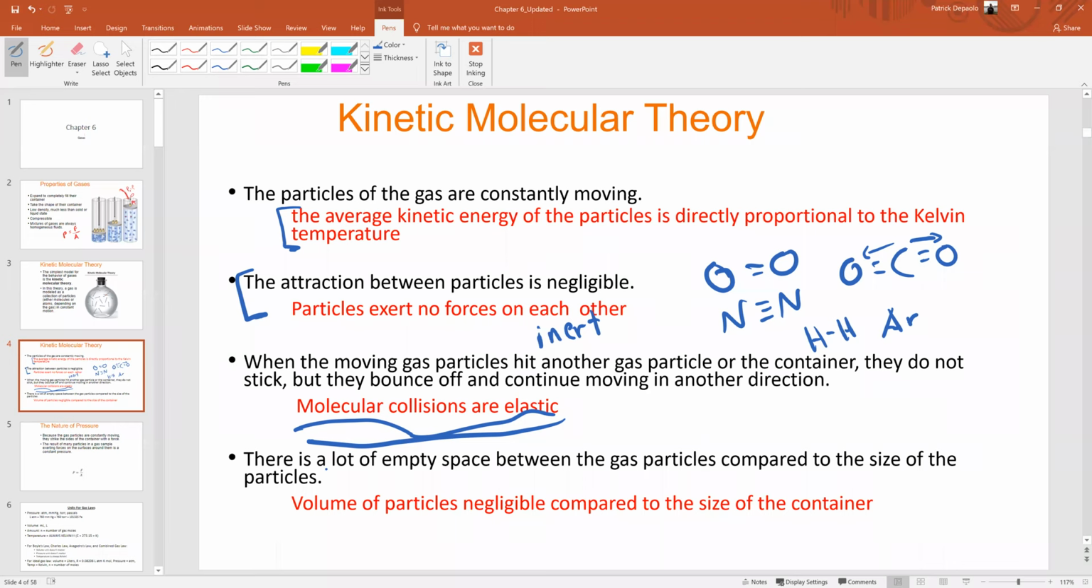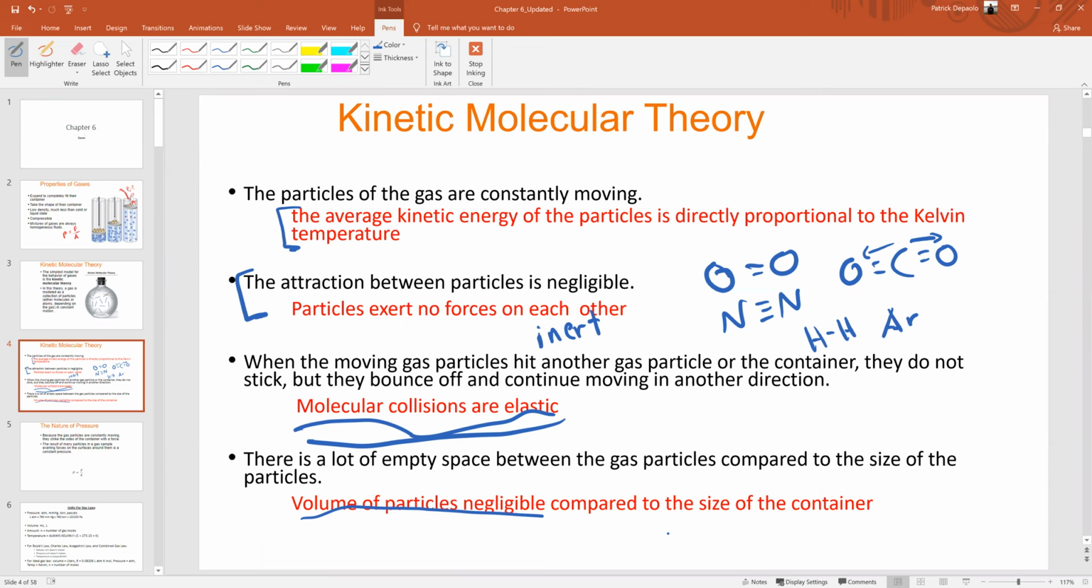Okay, so the fourth one is there's a lot of empty space between the gas particles compared to their size. This is important too once we get into the ideal gas law and ideal gas behavior, because we're going to be making a lot of assumptions. We're going to be assuming that the gases are relatively the same size and they move at relatively the same speed, which is true when you're dealing with ideal gases, and because their volumes are negligible.